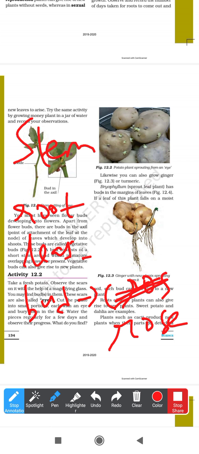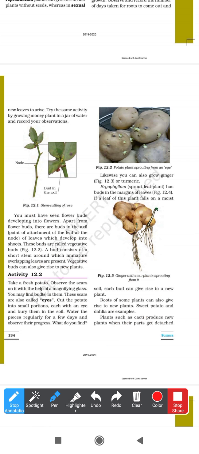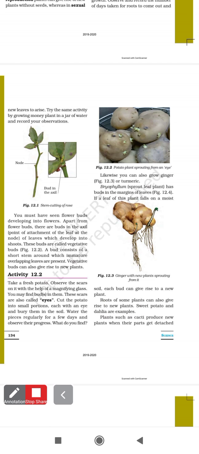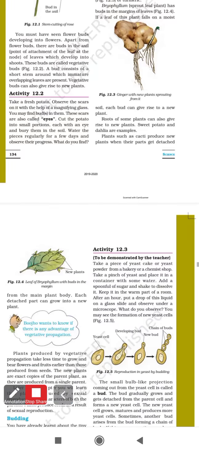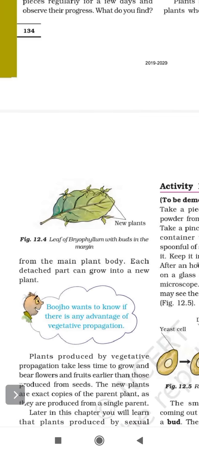Now, vegetative propagation by leaf is done by bryophyllum. Okay, so I may give you the list of it. Understood? So this is bryophyllum, as I've told you. Understood? Then it is ginger. It is also growing by vegetative propagation. Now roots also grow. That is, sweet potato and dahlia are roots, right? Carrot is also a root. So here, see, they have shown you a bryophyllum.